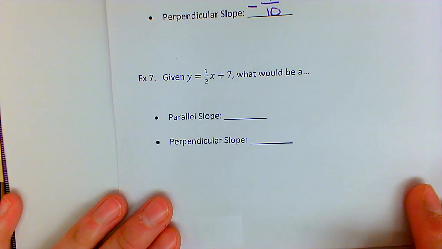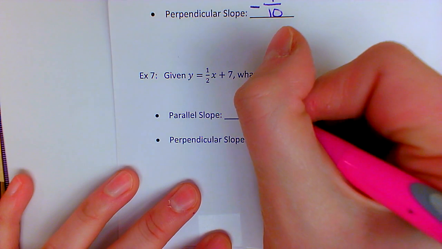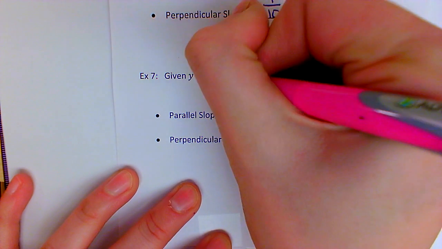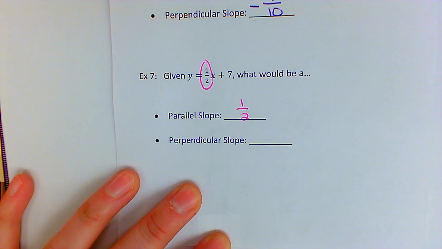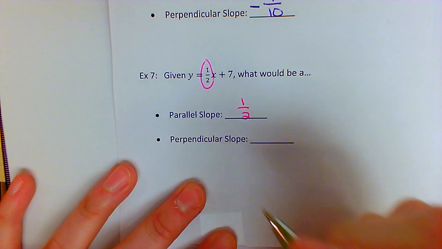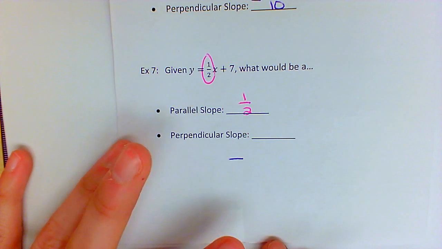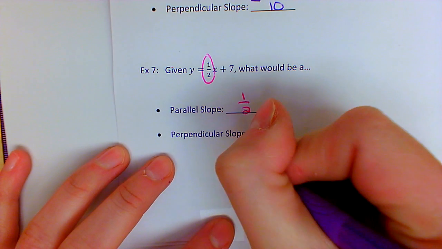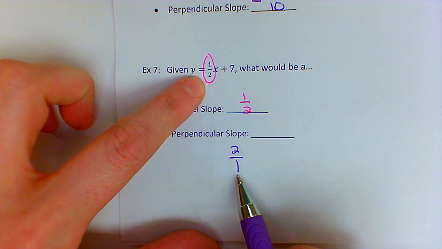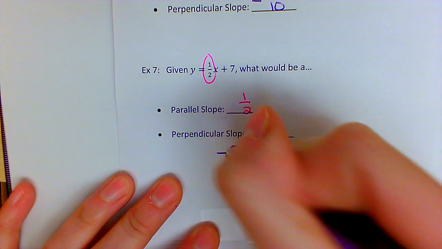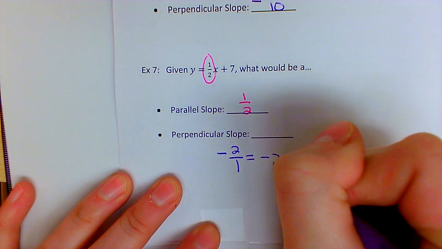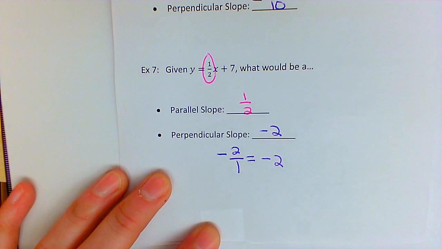One more problem like that, example number 7. Parallel slope would be the exact same thing. My slope is 1/2, so parallel is also 1/2. But when I do the perpendicular, I'm going to do a little scratch work down here on the bottom. If I flip 2 and 1, so the 1/2 becomes 2 over 1, and I make this a negative number, I still need to simplify it to make it -2.